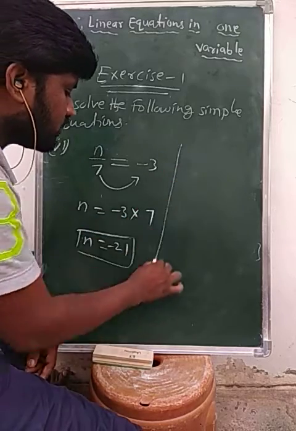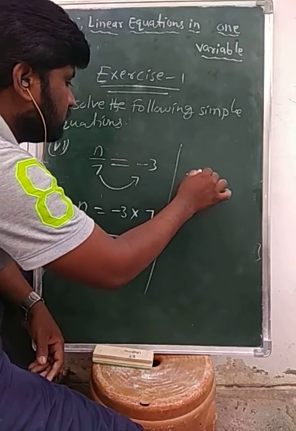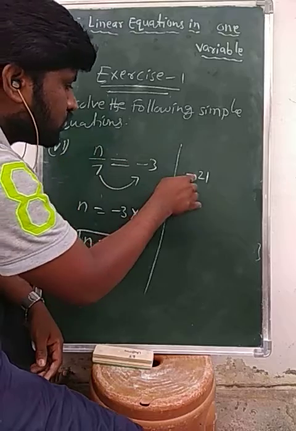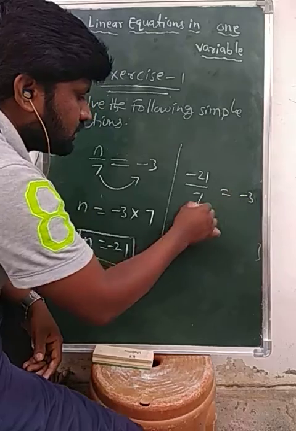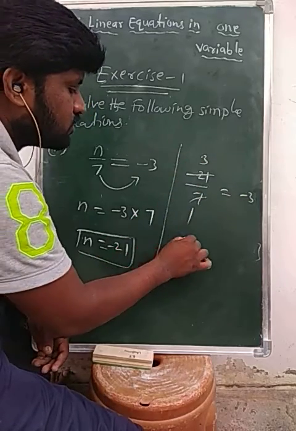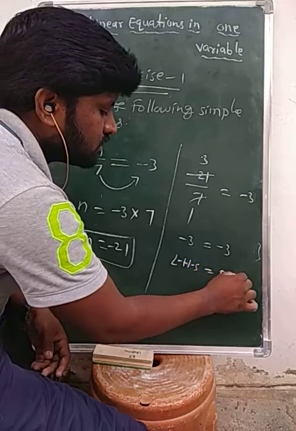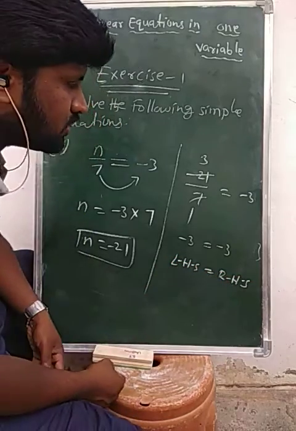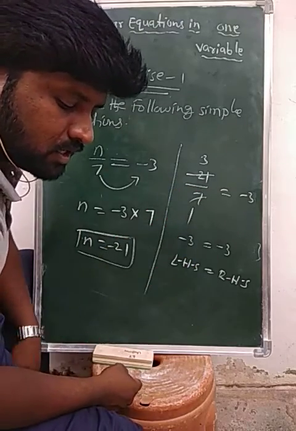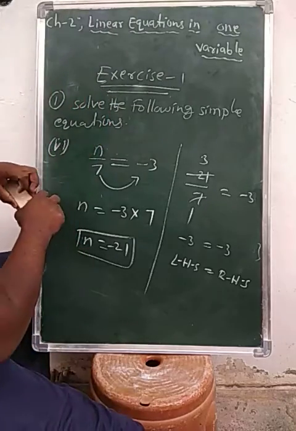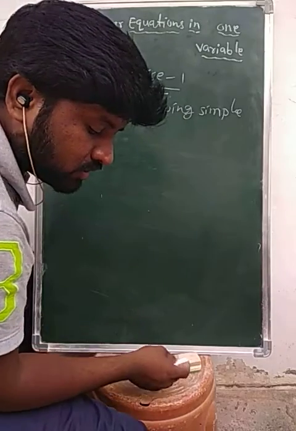Let us go for the verification. The n value we get is minus 21. Then in the place of n I am going to write minus 21 by 7, that is equal to minus 3. 7 ones are 7, 7 threes are 21, so minus 3 is equal to minus 3. LHS is equal to RHS. So this is the answer and this is the verification. Let us discuss one more question. That is question number 7.